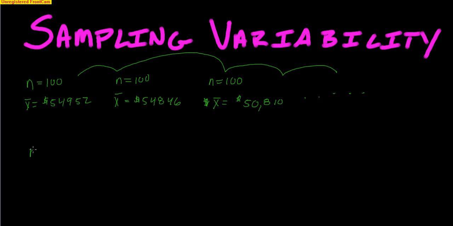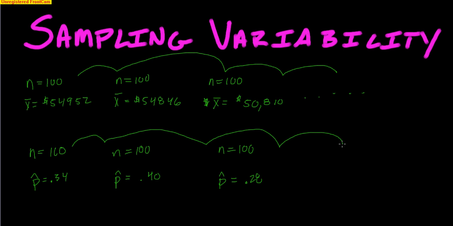Same thing holds true if I sample 100 people and I ask how many of them have blonde hair. I might get a sample proportion of 34%, but I might ask another sample of 100 people, and this time I might get a sample of 40%. I might ask another 100 people, and this time I might get a sample proportion of, say, 28%. The idea that sample to sample to sample varies is this idea of sampling variability.